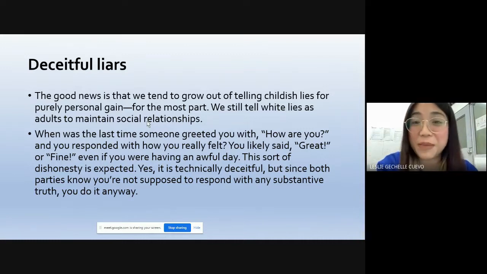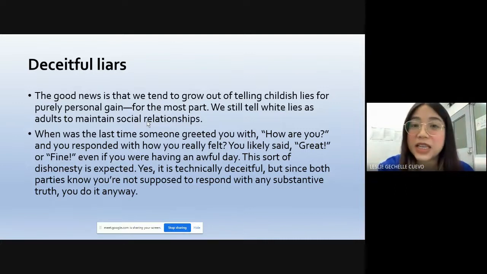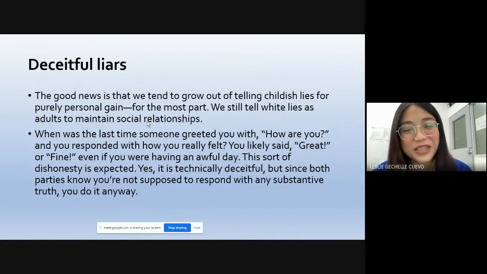O ganun din yung iba sa atin. We will still tell white lies as adults to maintain social relationships. For example, pangit yung tao. Talagang nuknukan siya ng kapangitan. Pero sinabi mo, okay ka naman eh. Maganda ka rin naman minsan. Yung mga ganon, white lies para maging magkaibigan pa rin kayo, hindi masisira yung relationship ninyo. And yeah, to maintain social relationships.